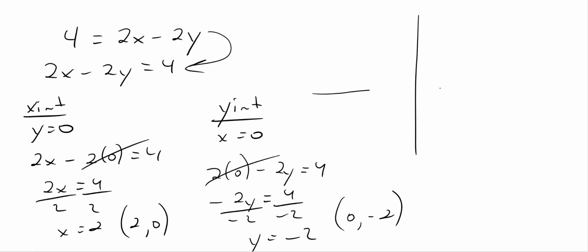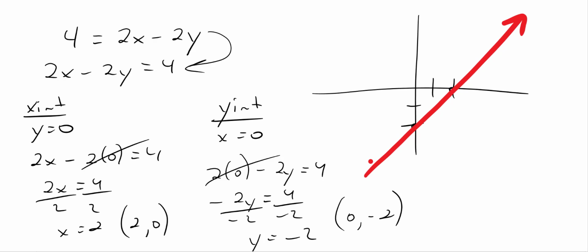All right, so go ahead and graph it. So (2, 0) is here, and (0, -2) is here, and we graph the line. Okay? So that's pretty easy, right? Pretty simple stuff, graphing. Now, there are 2 special cases here. So let's talk about those.